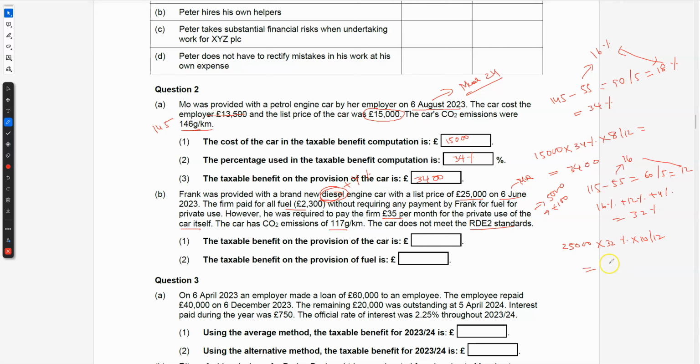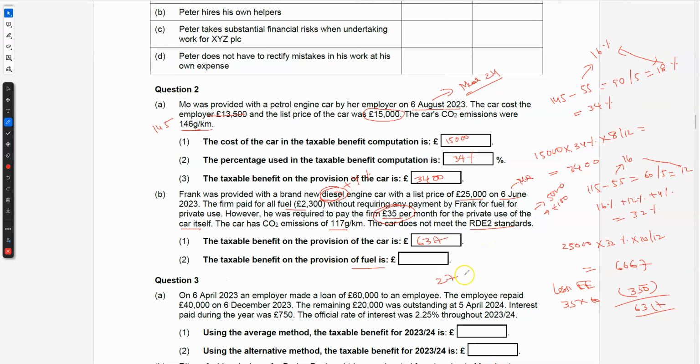And that gives me 6,667. And from here we need to minus the employer contribution. Employee contribution, how much employee paid. So employee paid £35 per month. So 35 multiplied 10 months. That is 350. We minus that. So the car benefit will be 6317.